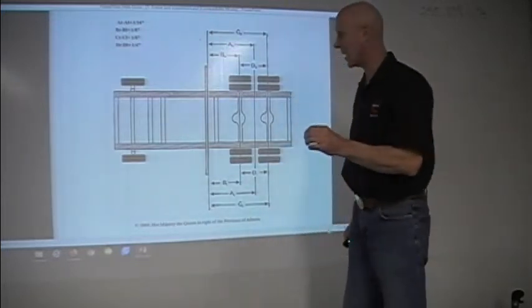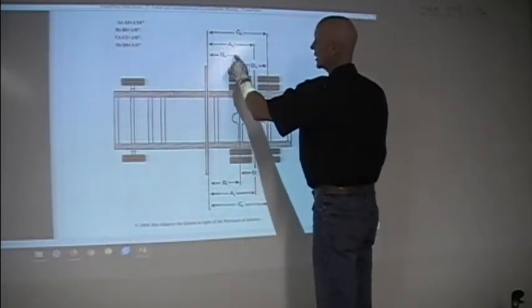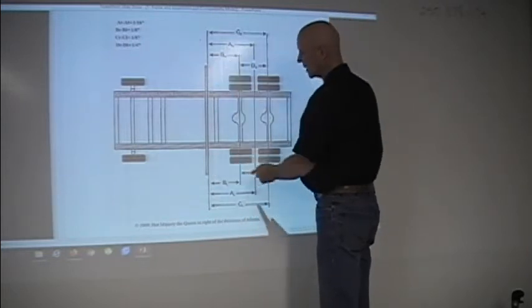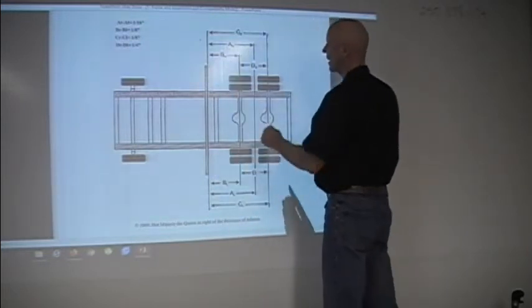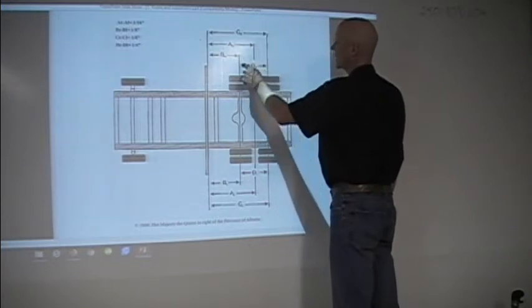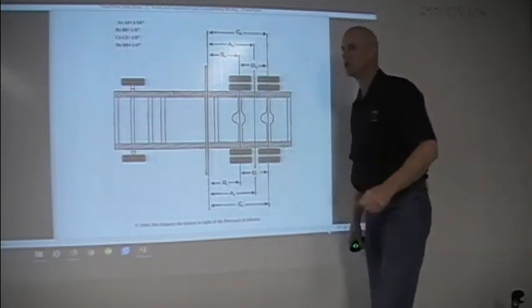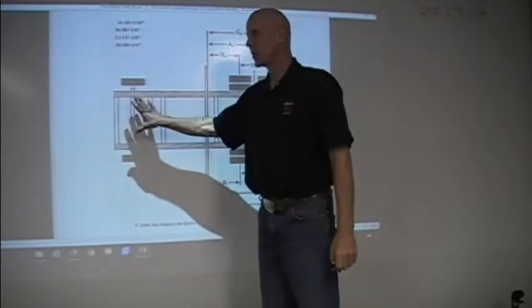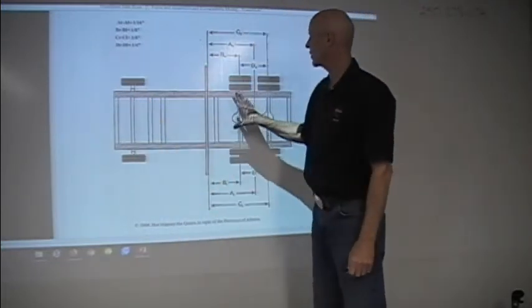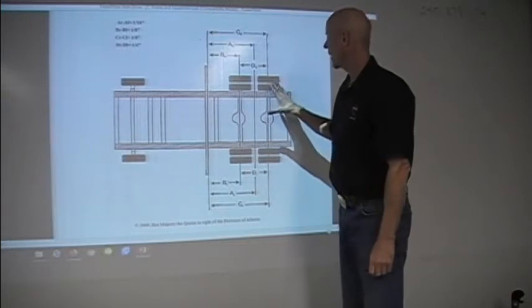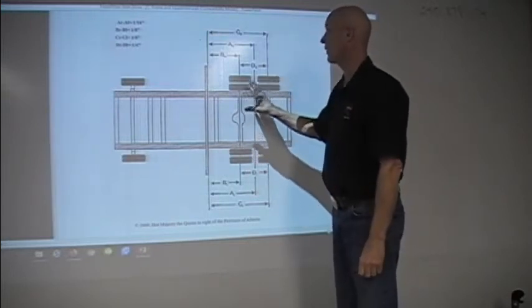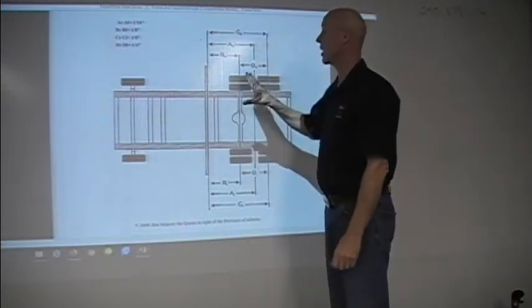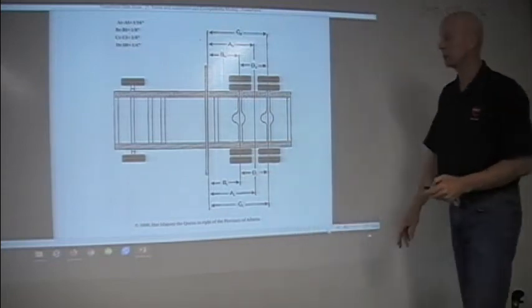my plumb bob down on both sides, and I'm going to measure distance B. Distance B should be the same. Then I'm going to measure distance D, and distance D should be the same. That will tell me that my front axle is aligned to my frame, my rear axle is aligned to my frame, or my front drive axle is aligned to the frame, and my rear drive axle is aligned to my front drive axle.